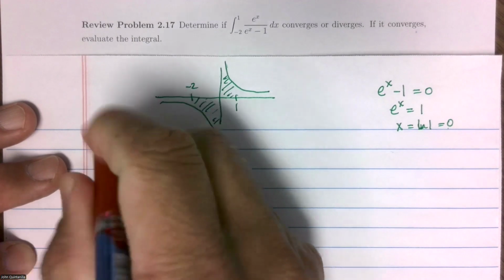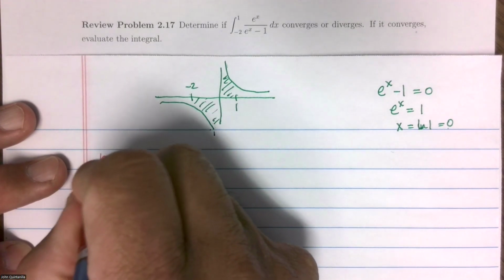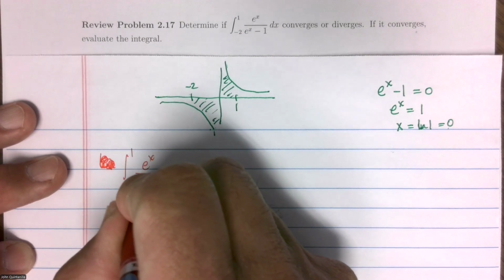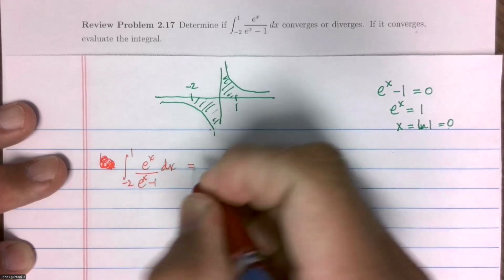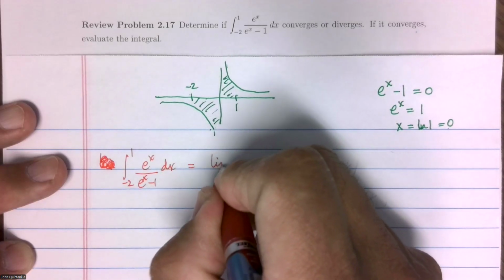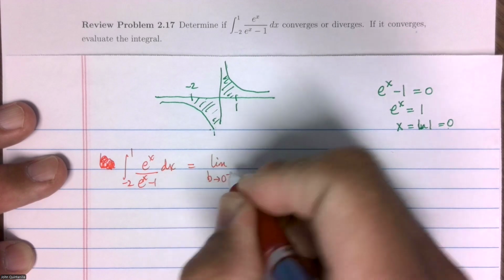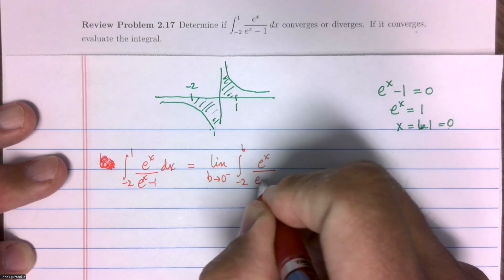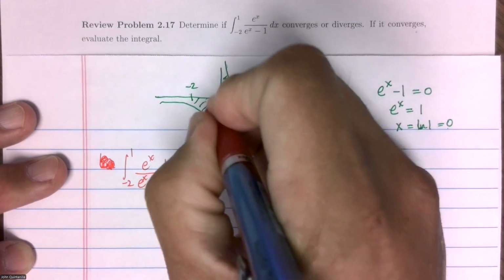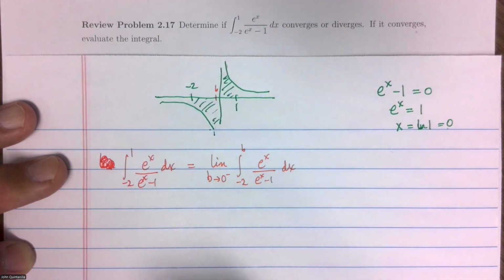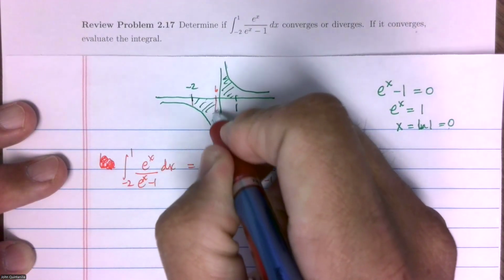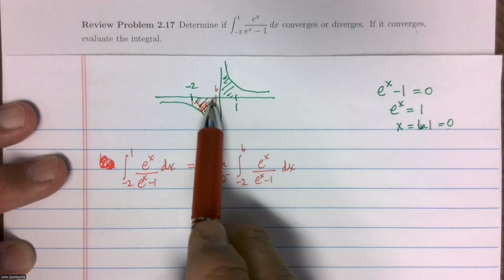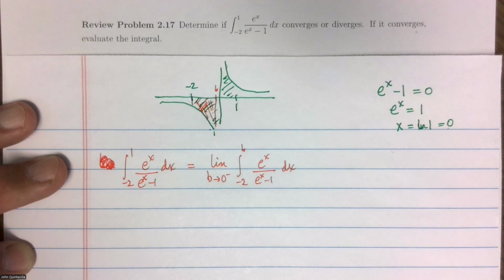The integral from -2 to 1 of e^x over e^x minus 1 dx. The first thing we're going to do is take the limit as b approaches 0 from below of the integral from -2 to b of e^x over e^x minus 1 dx. The idea is that we pick a number b that's close to 0, find the integral between -2 and b, so this area in red here, and then take the limit of that as b gets closer and closer to 0.